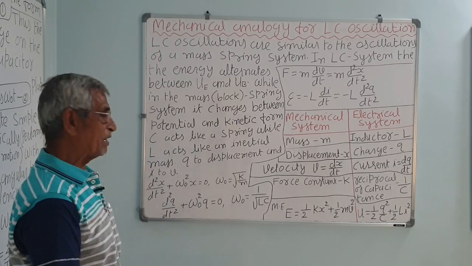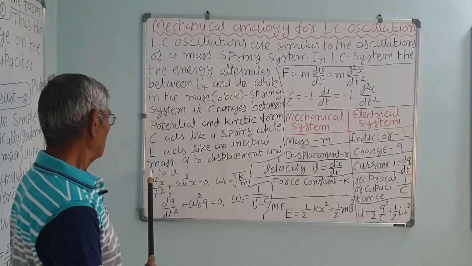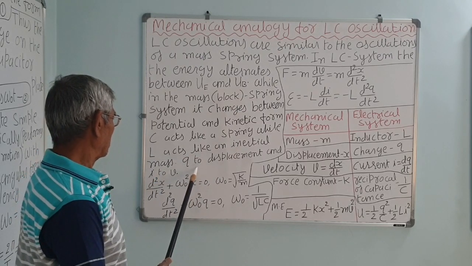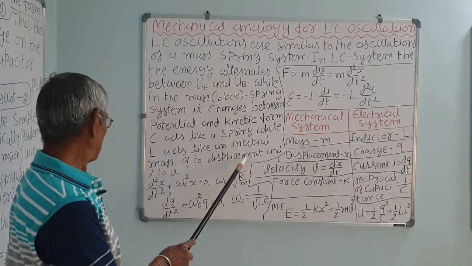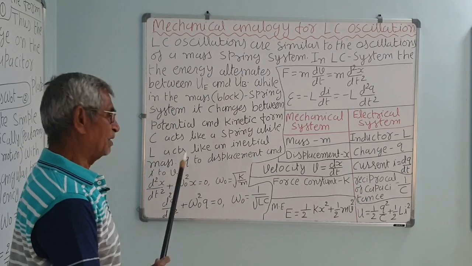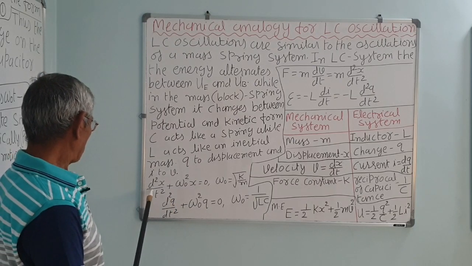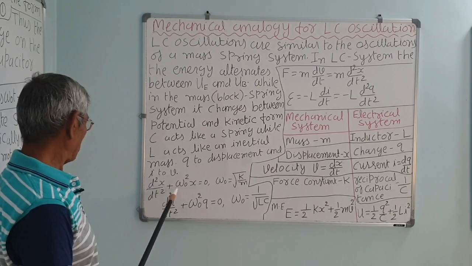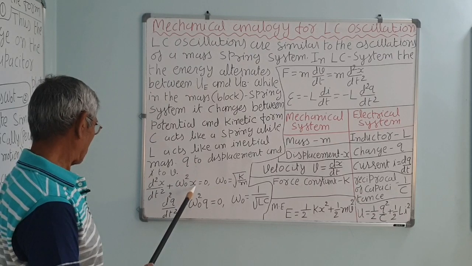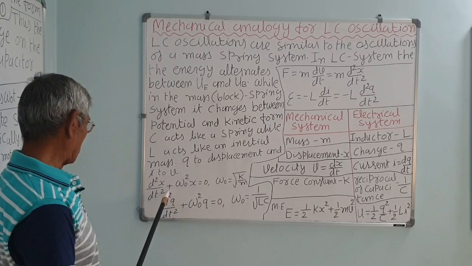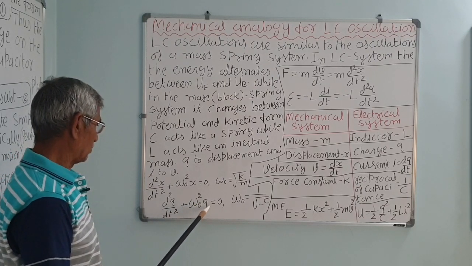Capacitor acts like a spring, where inductor L acts like the inertial mass M. Q is the analog of the displacement. The charge is the analog of the displacement in mechanics, and current I is the analog of velocity V. So, the equation d square x upon dt square plus omega 0 square x is equal to 0, where x is the displacement and omega 0 is the angular frequency. And in the electrical oscillations, d square q upon dt square plus omega 0 square q is equal to 0.